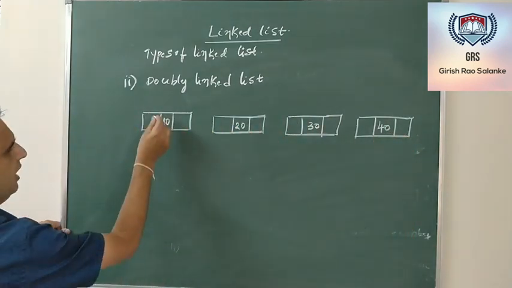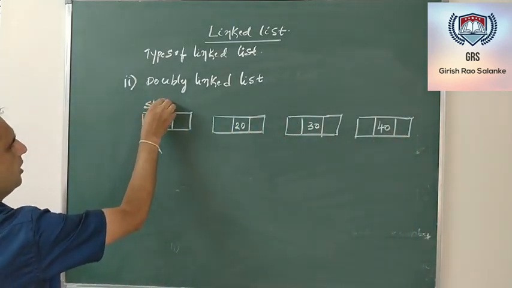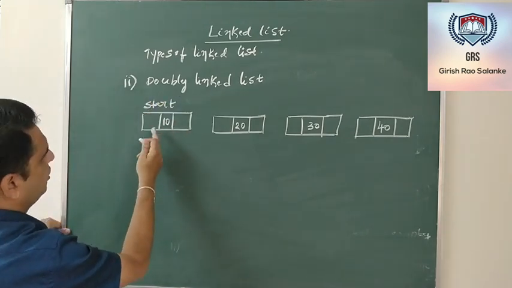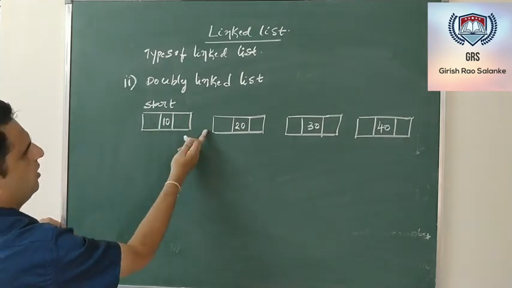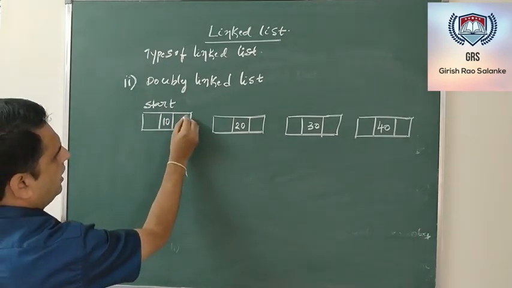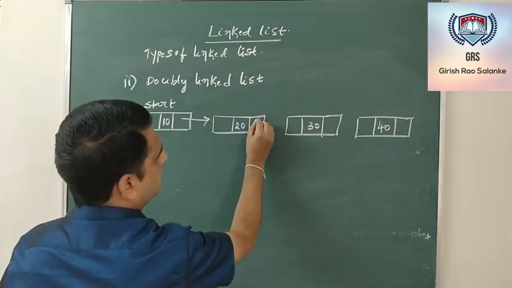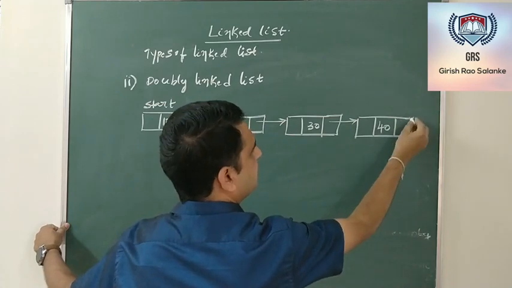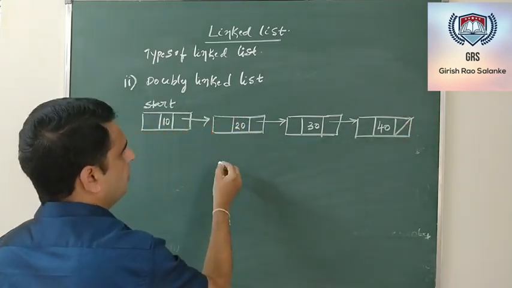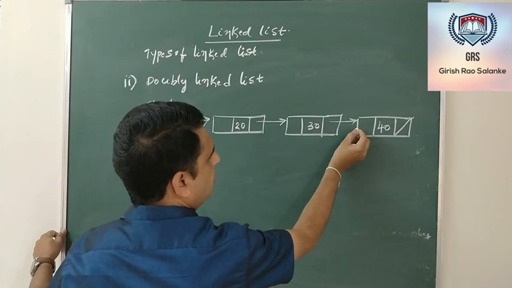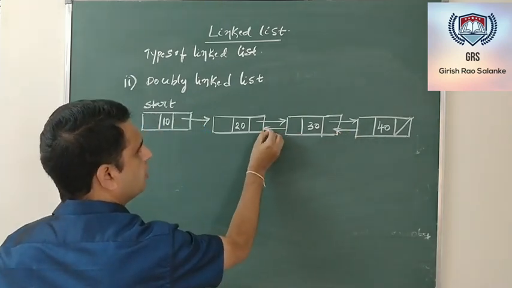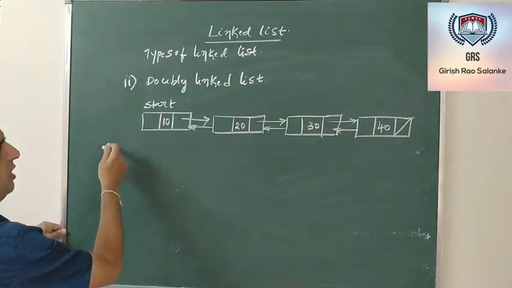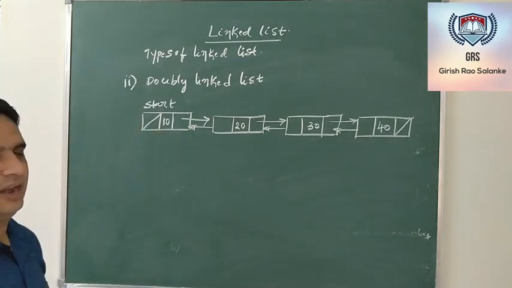Now I will assume that the address of the first node is stored in the variable start. So this is the first node. I will assume that there are two addresses, one is previous and one is next. First of next is pointing to second node. Second of next pointing to third node. Third of next pointing to fourth node. Fourth node next, as this is the last node, it is holding null. Now fourth node previous pointing to third node. Third node previous pointing to second node. Second node previous pointing to first node. First node previous, nothing is there.